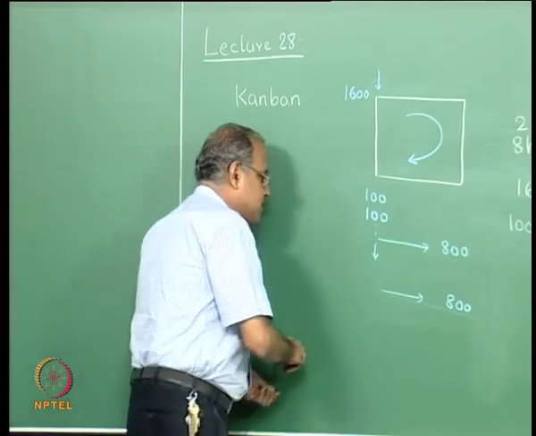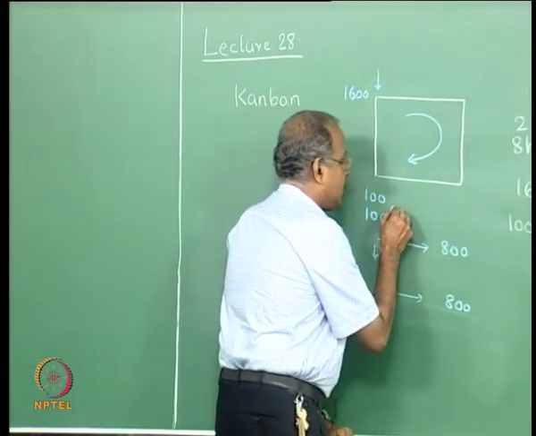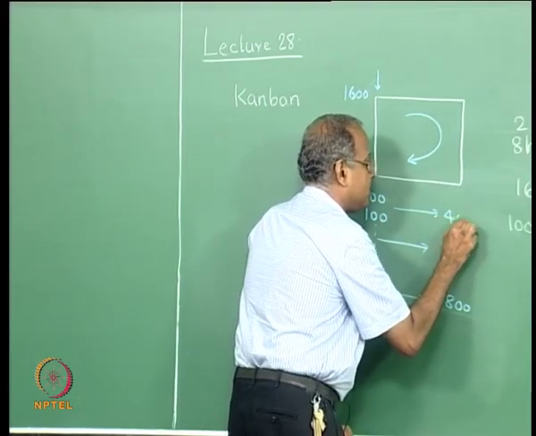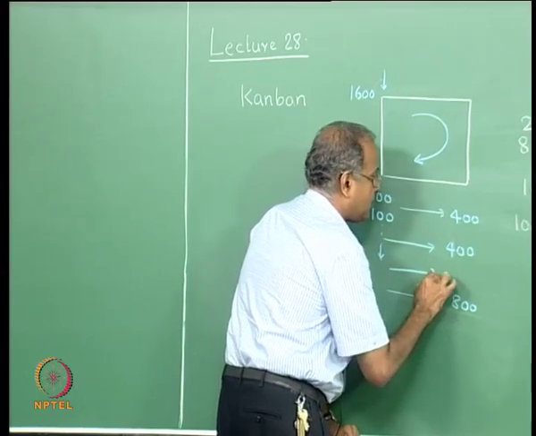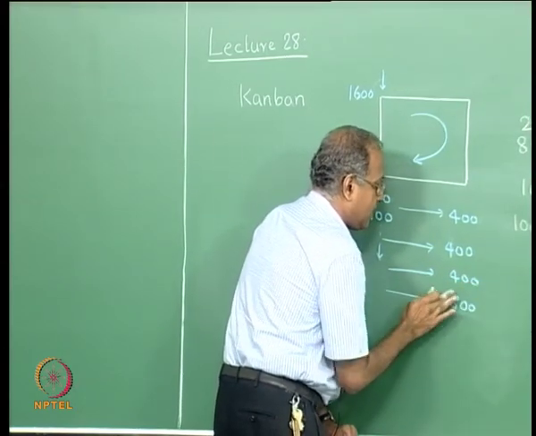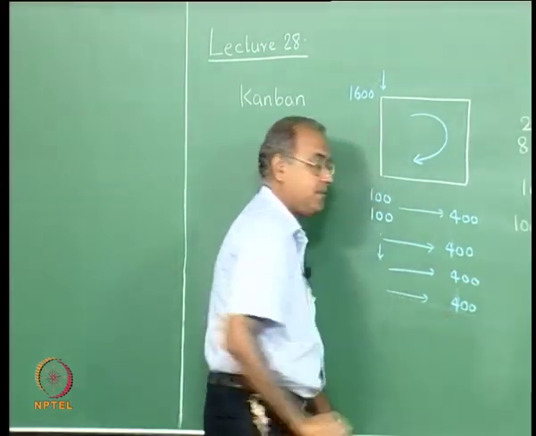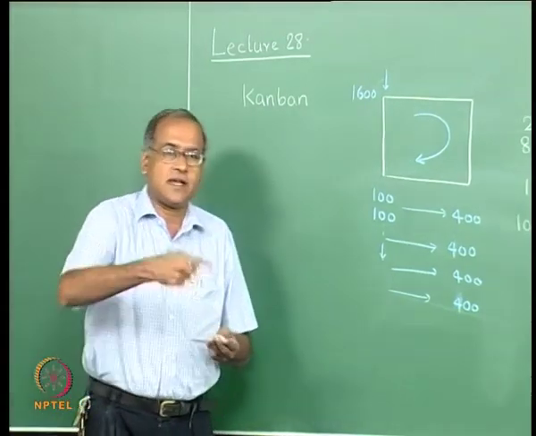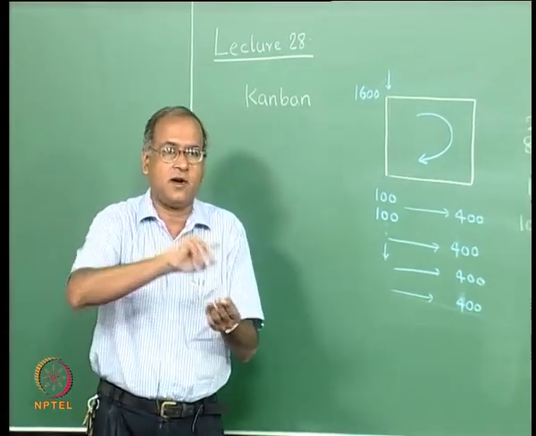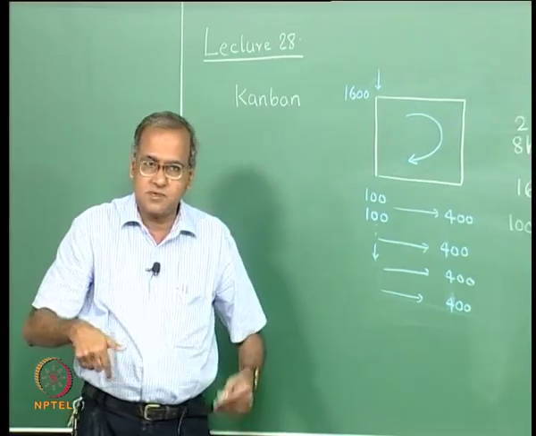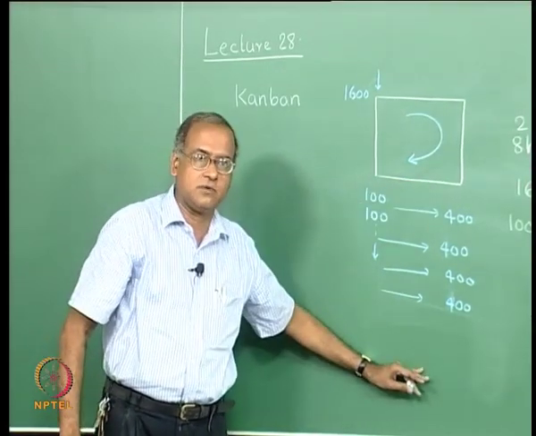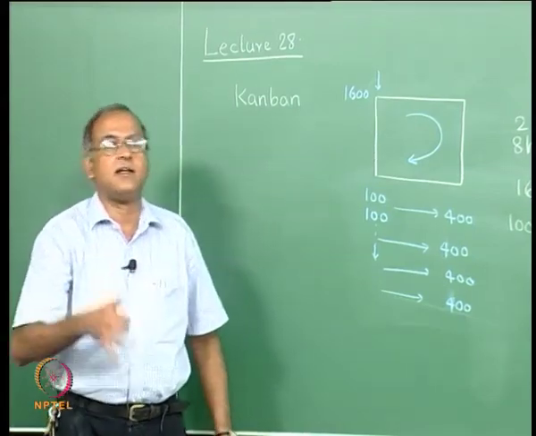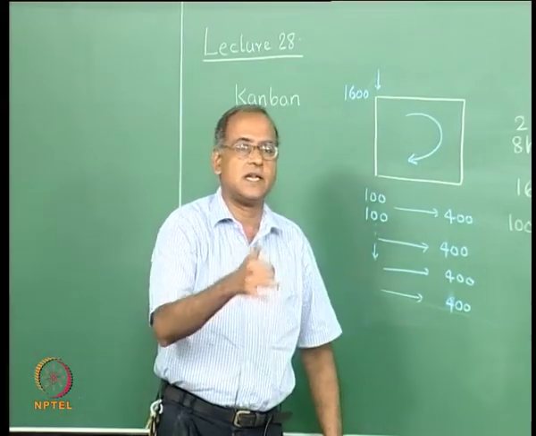Now, if we have a system by which the customer is willing to accept 400 at the end of 4 hours, another 400, another 400 and another 400, and if it is economical to transport 400 at a time 4 times a day, then the inventory in this system will come down at the expense of a slightly increased cost of transportation.